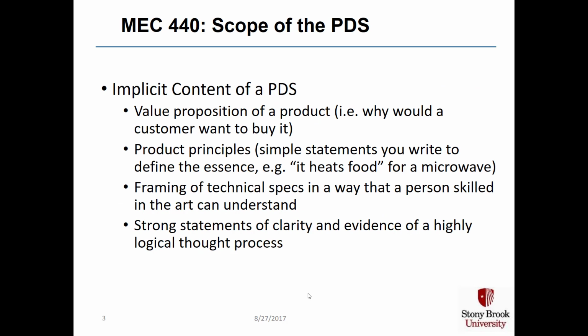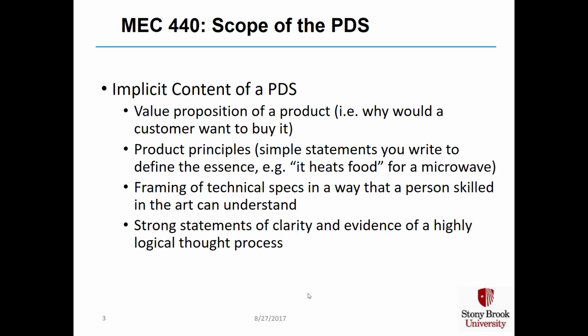The PDS contains implicit content in the form of how you write the specs and explicit content in terms of written details in the specs. First, let's go over the implicit content. Defining your specs is a method of convincing your customer to buy the product. We call this our value proposition.